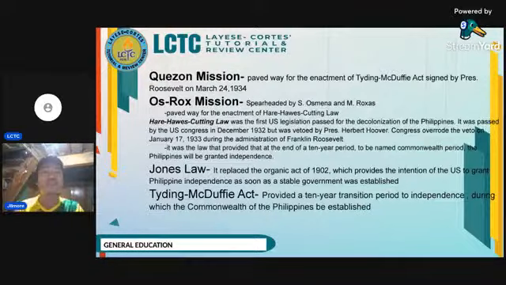The Hare-Hawes-Cutting Law was the first law that provided that at the end of the 10-year period, to be named the Commonwealth period, the Philippines will be granted independence, just like the Tydings-McDuffie. Okay, walang pinagkaiba, almost identical. The only thing is the Tydings-McDuffie has this revision of the military base. The Tydings-McDuffie Act was the product of the Quezon Mission. The Hare-Hawes-Cutting Law was the Osrox Mission.